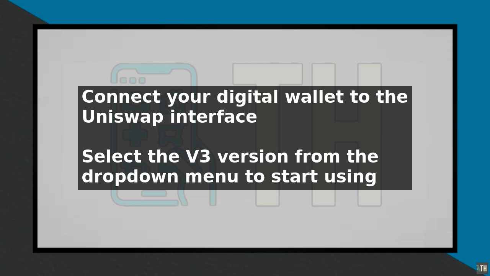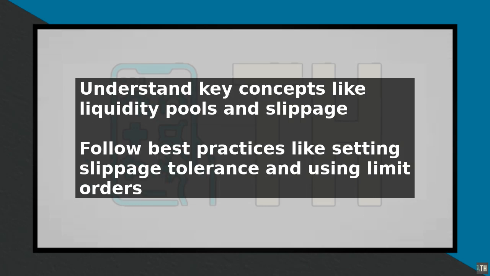To get the most out of Uniswap V3, it is essential to understand key concepts such as liquidity pools, trading pairs, and slippage. Liquidity pools are pools of tokens that are locked in a smart contract to enable trading. Trading pairs are the pairs of tokens that can be traded on the platform. And slippage is the difference between the expected price of a trade and the actual price.